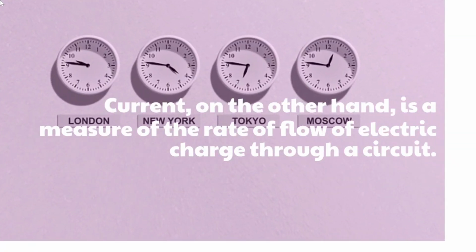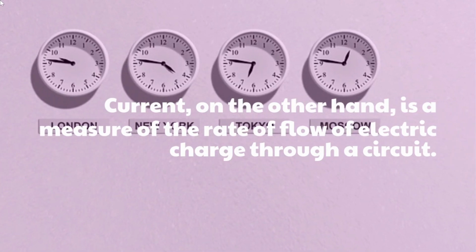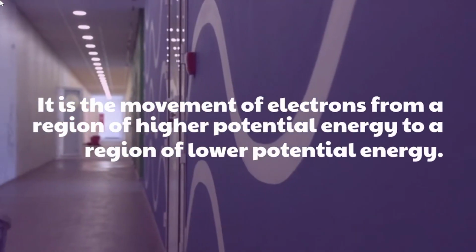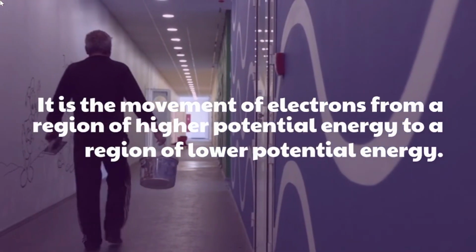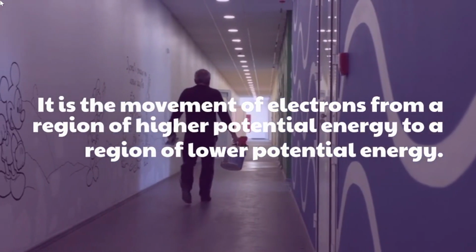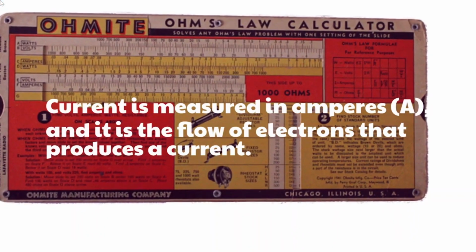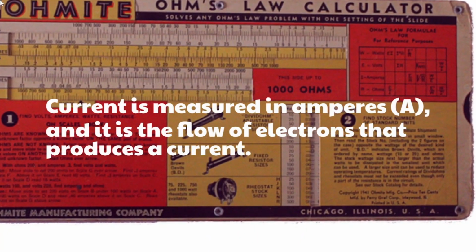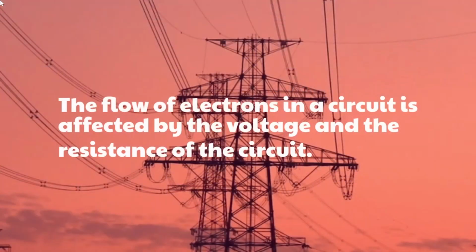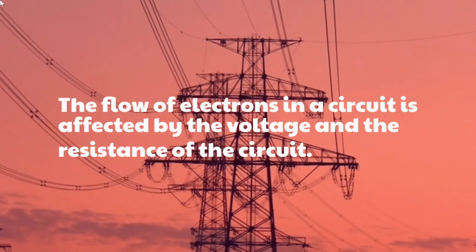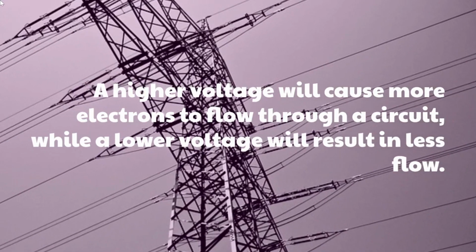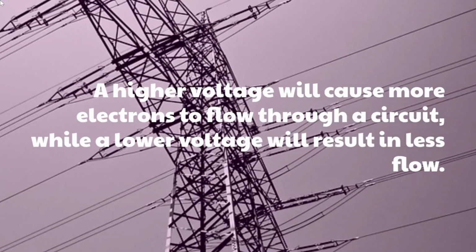Current, on the other hand, is a measure of the rate of flow of electric charge through a circuit. It is the movement of electrons from a region of higher potential energy to a region of lower potential energy. Current is measured in amperes, A, and it is the flow of electrons that produces a current. The flow of electrons in a circuit is affected by the voltage and the resistance of the circuit. A higher voltage will cause more electrons to flow through a circuit, while a lower voltage will result in less flow.